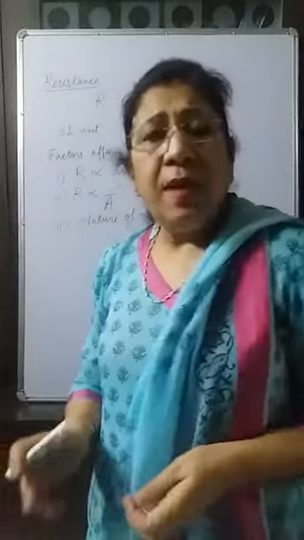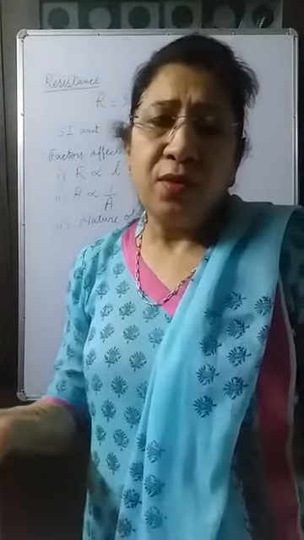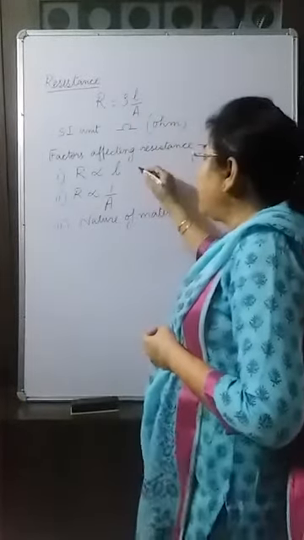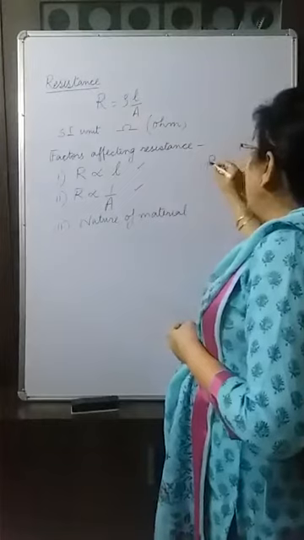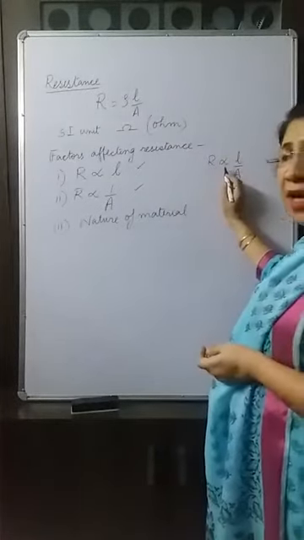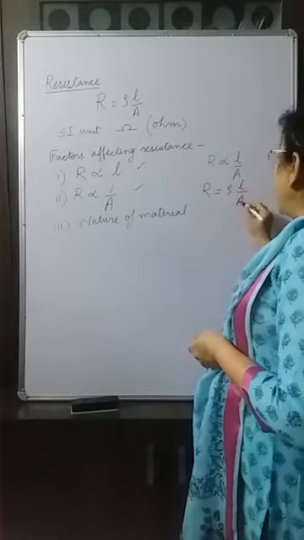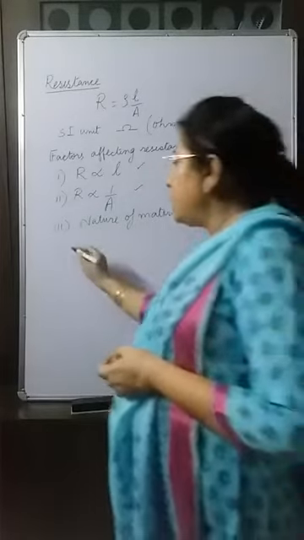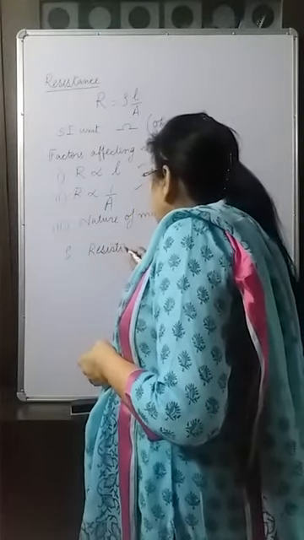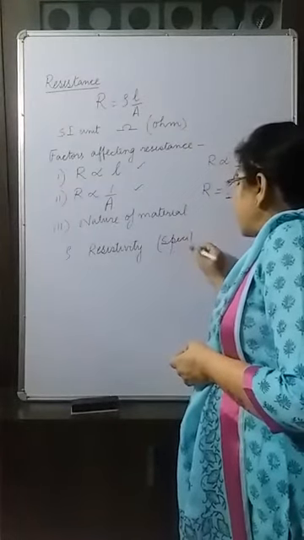There is not any relation that R is directly proportional to rho. Actually this is a constant of proportionality. If we combine these two factors, we get R is proportional to L by A. And turning this proportionality into an equality, we can write R is equal to rho L by A. So actually resistivity is the constant of proportionality. This is also called specific resistance.